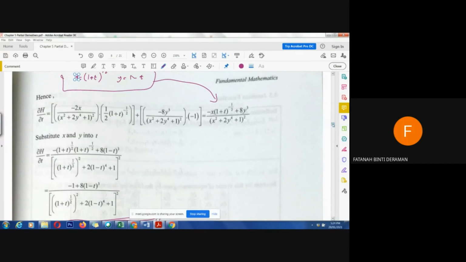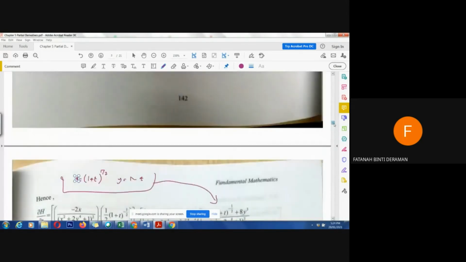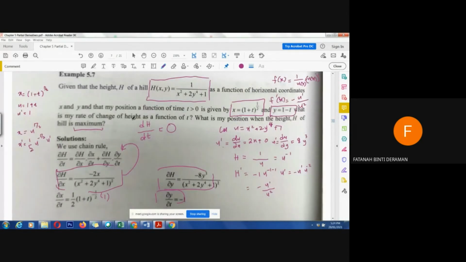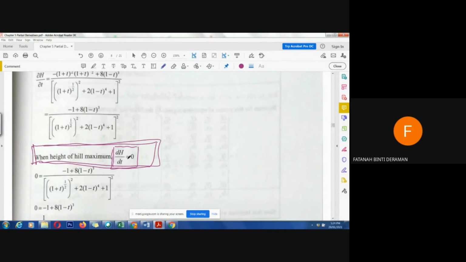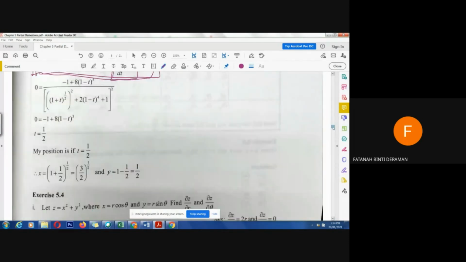Now remember the question: we need to find the maximum position point. Once we get the function, we make it equal to 0. Everything times 0 is 0, so we are just left with this term. So we get the time t equals 1/2. So the position is t equals 1/2.